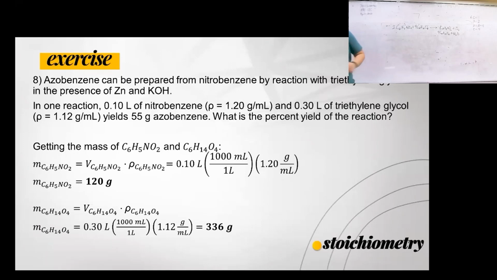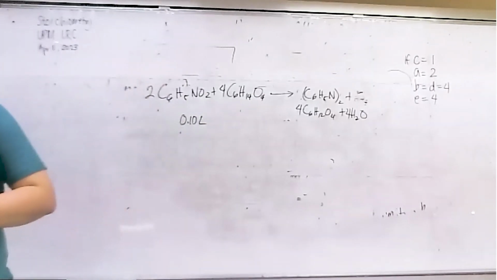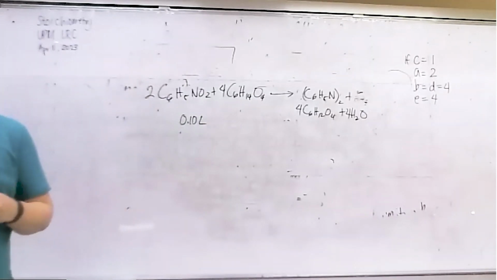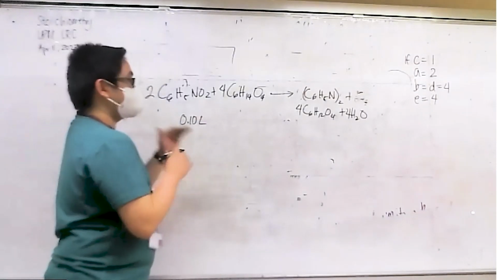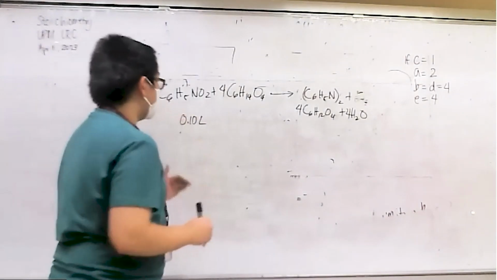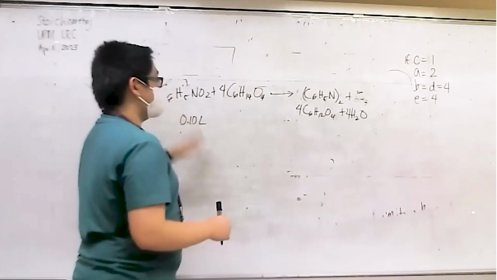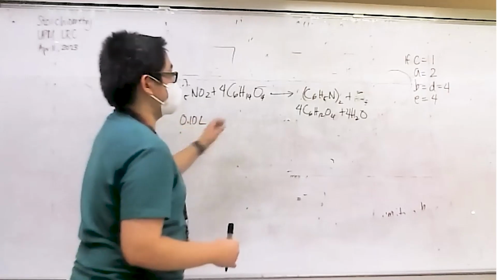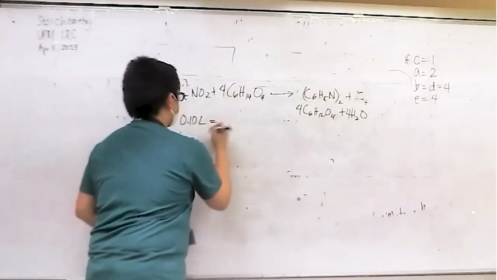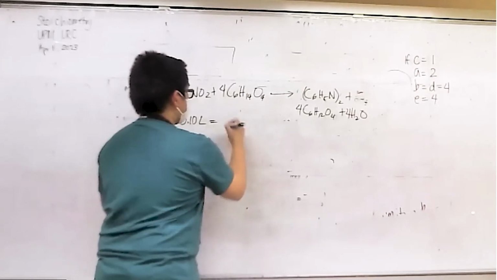So first, we have liters, for example, 0.10 liters of nitrobenzene, and we have its density, 1.20 grams per ml. So since hindi nagtutugma yung units natin, kailangan natin convert one or the other. Mas madali mag-convert ng liters to ml since mas malaki yung liters kaysa kay ml. So we need to convert this 0.10 liters since mas malaki nga siya.